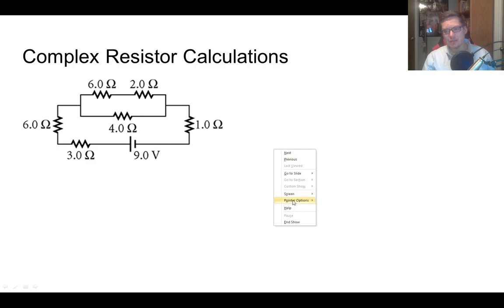What you need to be able to do by the end of this video, or by the time you're done practicing the stuff in this video, is calculate the equivalent resistance for a complex circuit. And when we say complex circuit, we mean a circuit that contains both series and parallel components. And then you need to be able to calculate the total current, the current at any given point, and the voltage at any given point of your circuit. All right, so that's where we're at.